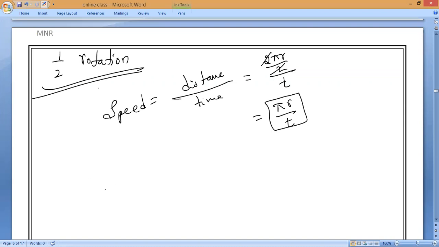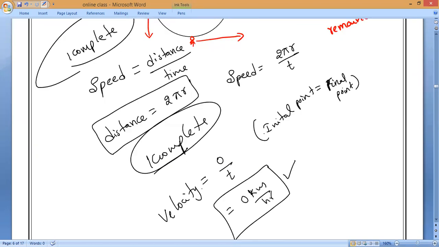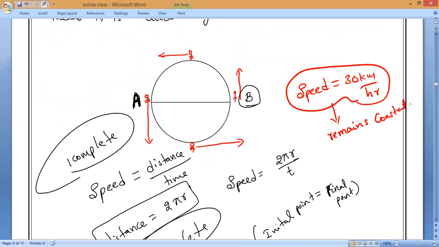Now, in this case, what is the velocity? Velocity is displacement by time. Displacement means Vardhini stopped at point B. So when she stopped at point B, this is the initial point and this is the final point. What do you mean by displacement? The shortest distance between them.